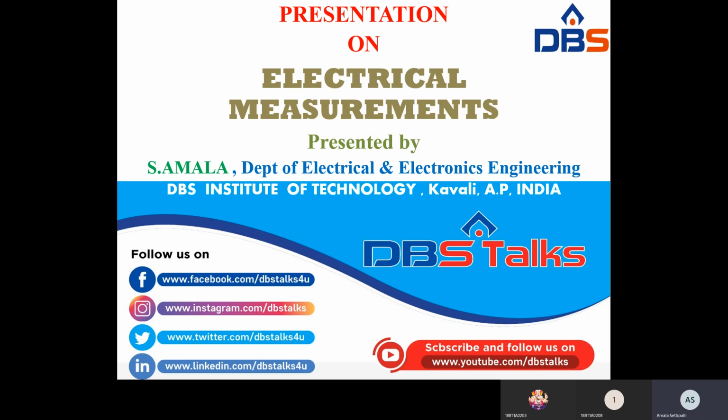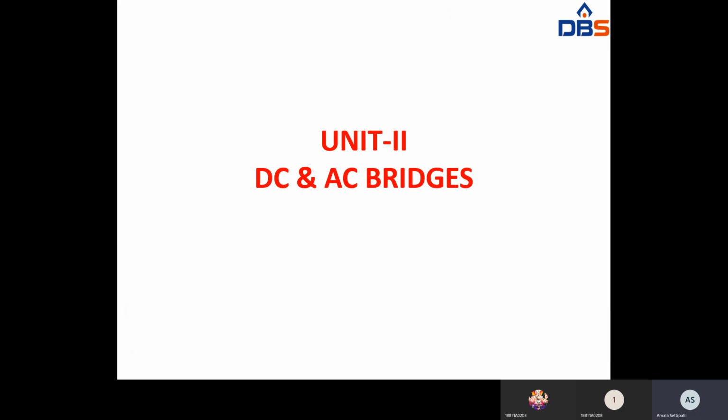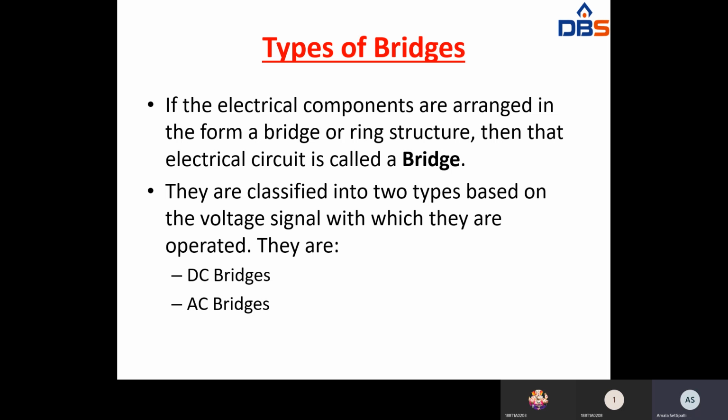In the previous class we were discussing AC bridges and DC bridges. Our second unit is AC bridges and DC bridges. Bridges are used to measure resistance, capacitance, and inductance values. The bridges used to find the resistance value are called DC bridges. The bridges used to find the inductance and capacitance values are called AC bridges.